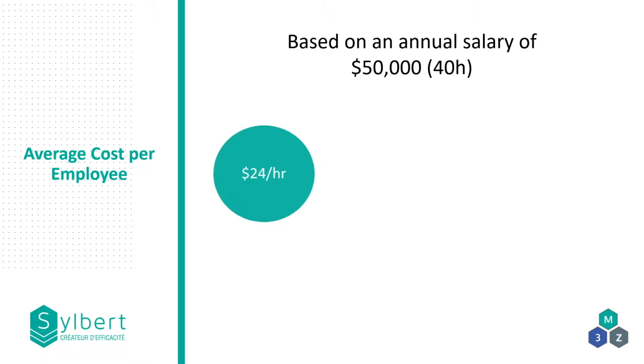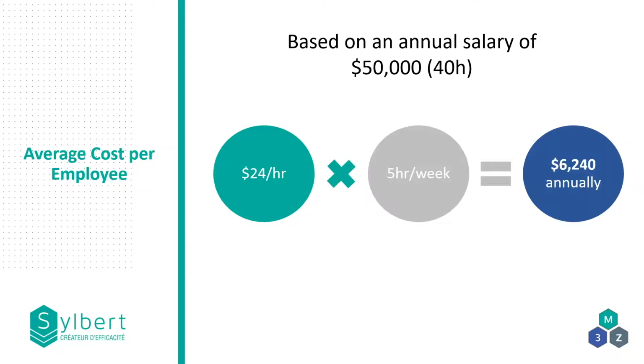And based on an hourly wage of $24, multiplied by the 5 hours a week you'll save with the M3Z method, that represents over $6,000 a year per employee. So if you multiply this number by the amount of employees applying M3Z, then you'll have a good idea of your return on investment, but also of the cost of not training employees on good email and task management practices.